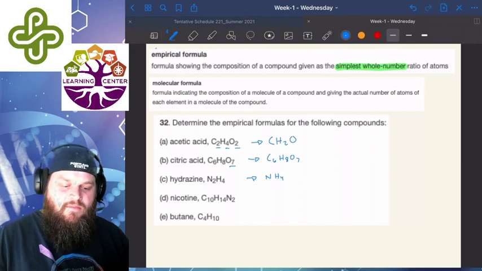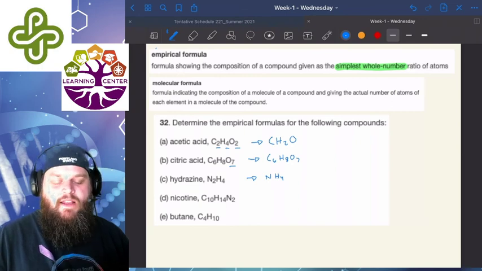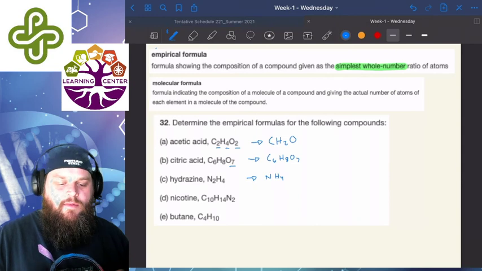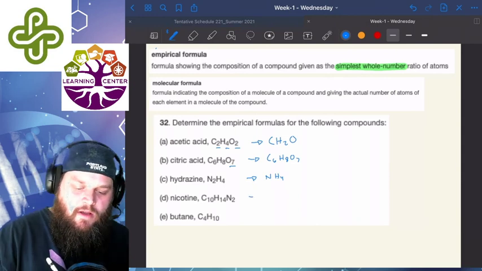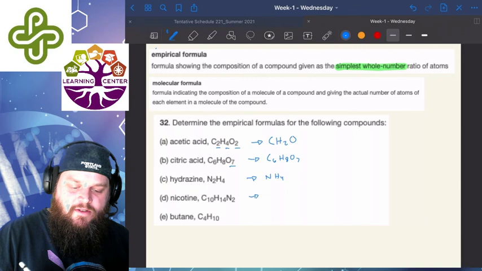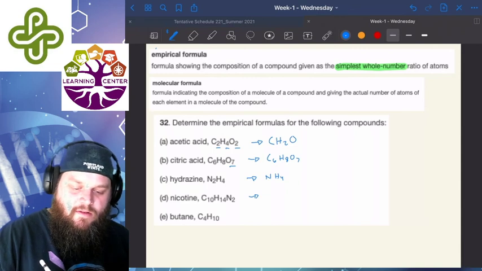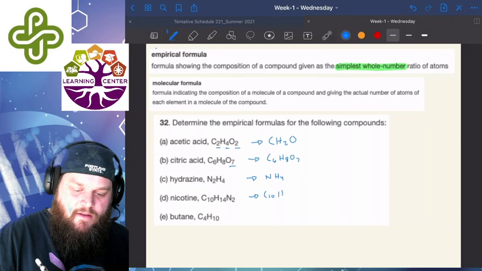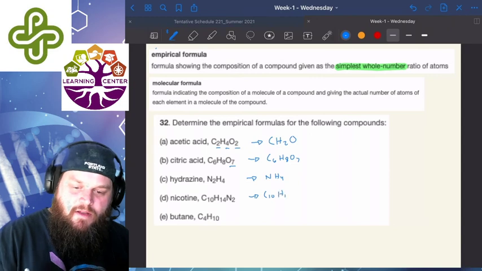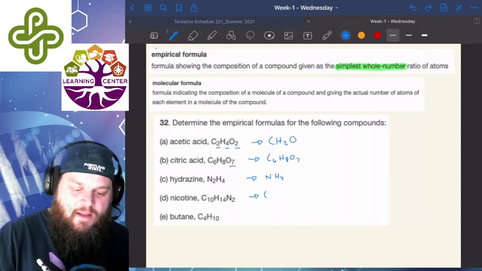Nicotine, C10H14N2. Well, those are all even numbers. They have a common factor of 2. And since nitrogen is a 2 there, we know it's the largest factor that it can have. Oops, I'm writing the whole thing down. I should be dividing everything by 2. C5H7N.